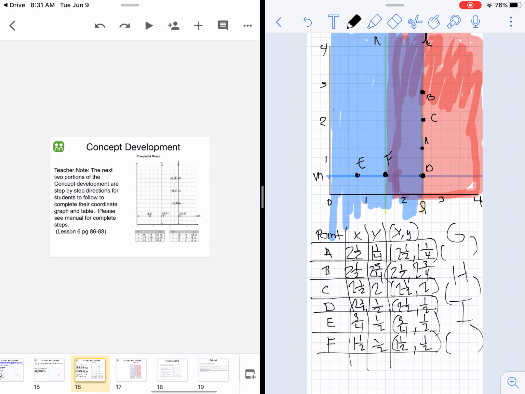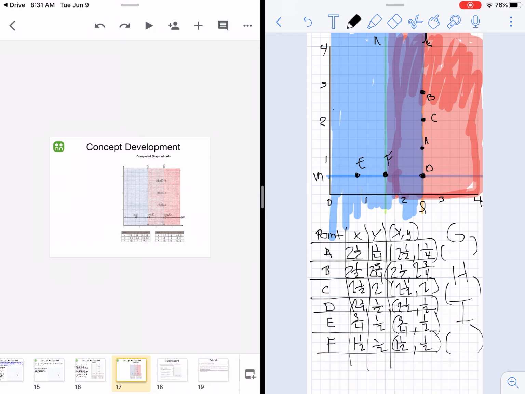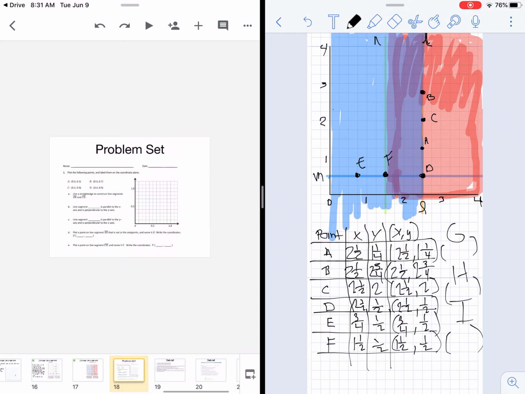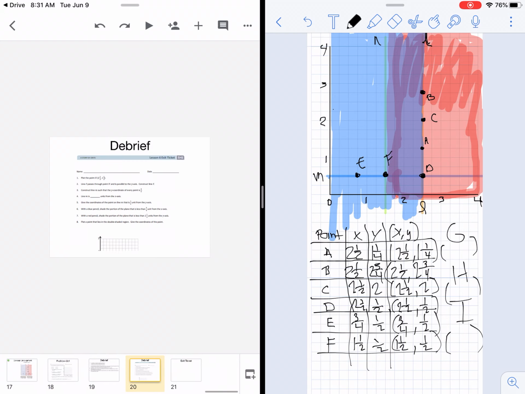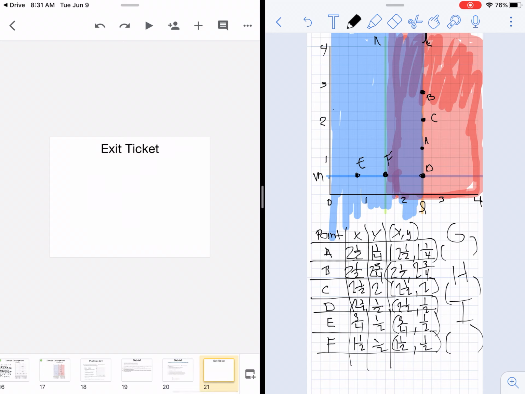And then there's that purple region in there. You can practice on your problem set if you want. Let me see if you have an exit ticket today. Yep, you do have an exit ticket, where you're going to have to plot points, construct lines. I'm so excited for you. Good luck today.